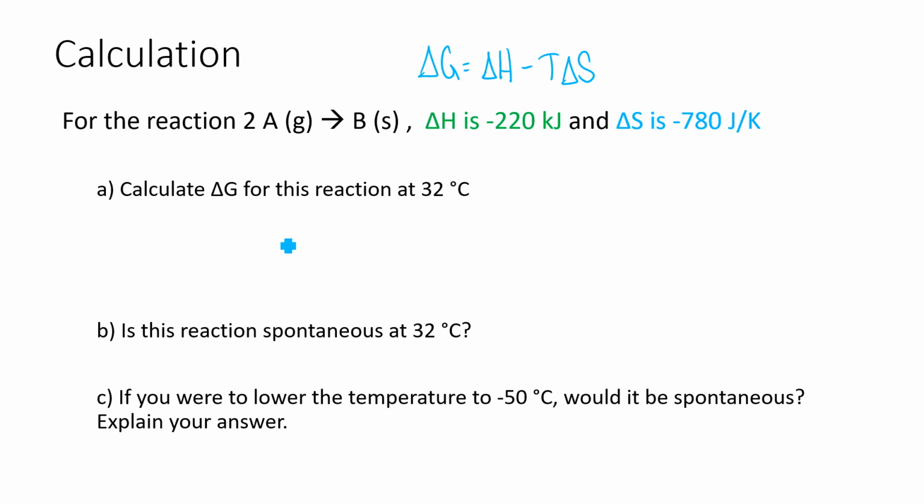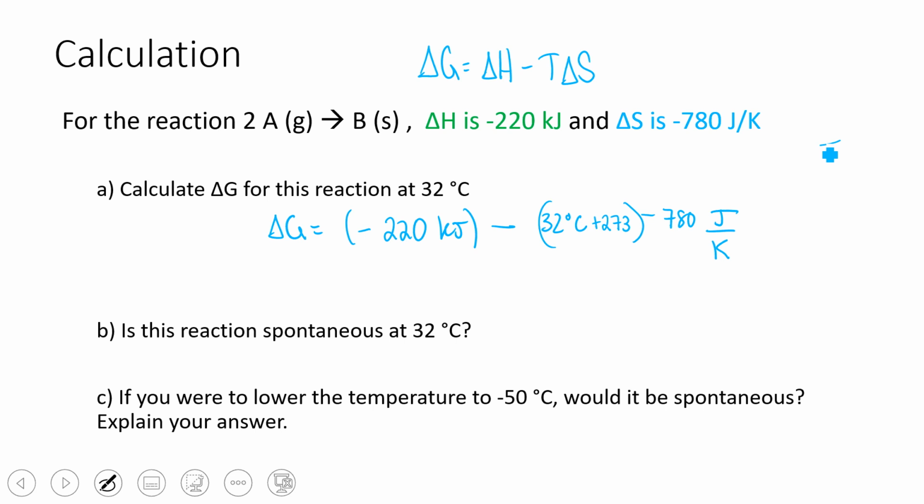So when you are plugging in your numbers here, delta G equals, delta H is negative 220 kilojoules, okay? And then T is temperature. So for now, let's put down 32 degrees, okay? And then delta S is negative 780 joules per Kelvin. So hopefully right now you're noticing a couple things. You're saying, wait, this is in Kelvin, so right now these units don't match. This is in Celsius, so we need to convert this to Kelvin. So we're going to add 273 so that this is now in Kelvin instead of Celsius.